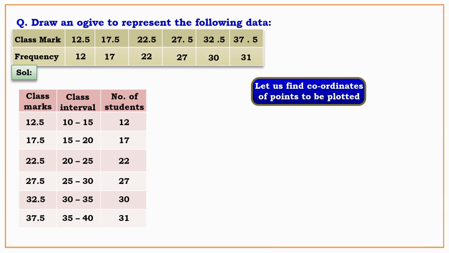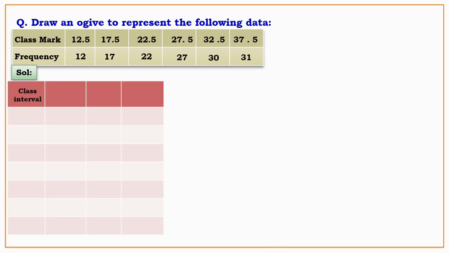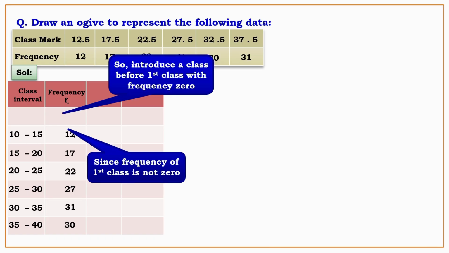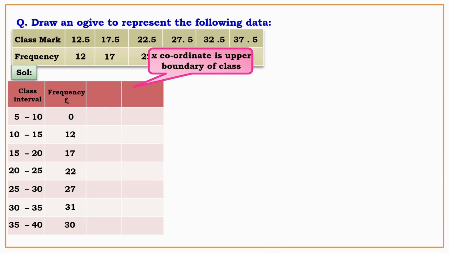Now let us find the coordinates of the points to be plotted. So class interval we know, frequency also we know. Now since the frequency of the first class is not 0, let us introduce a class before the first class with frequency 0, because here we are going to represent the Ogive. Since the class width is 5, the previous class interval is going to be 5 to 10, because this one is starting from 10 to 15. So the previous class interval will be 5 to 10 and the frequency will be 0.